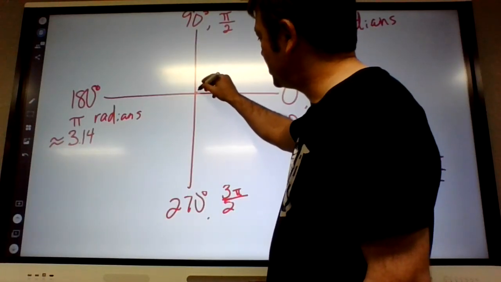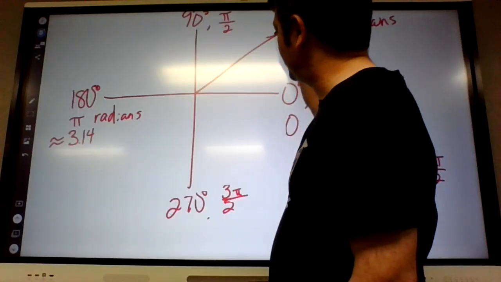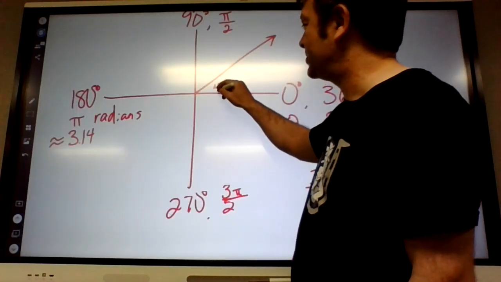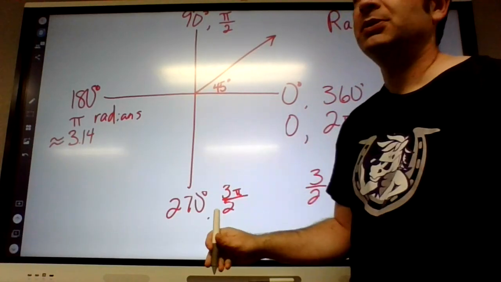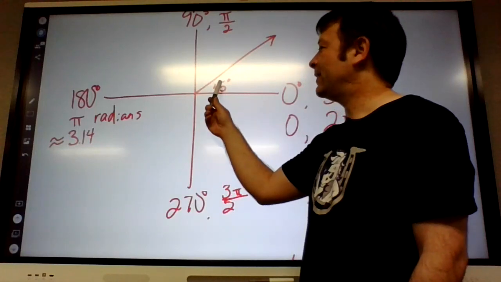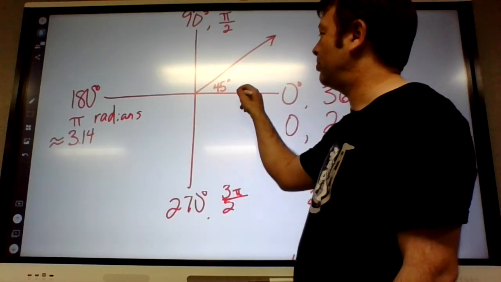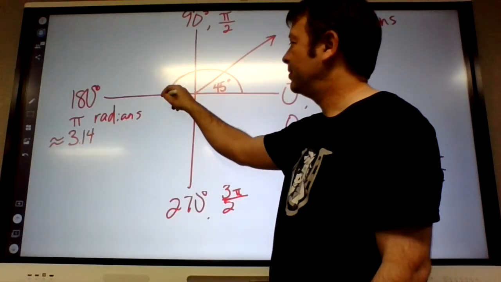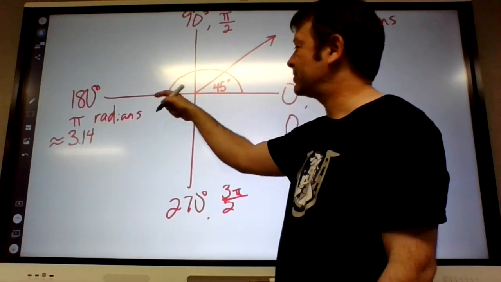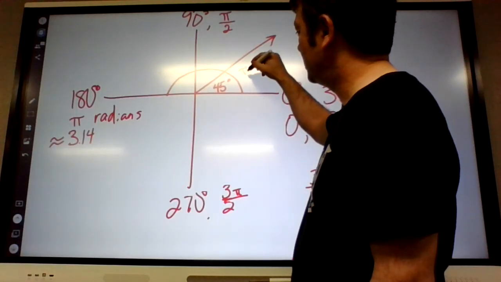360 is 2 pi. So there are a lot more angles, of course. Remember yesterday we talked about this being 45 degrees. This is 45 degrees. This is also 1/4 of this, so it's pi over 4.